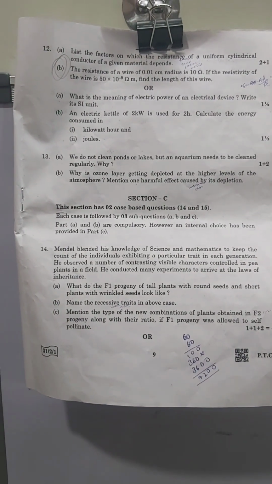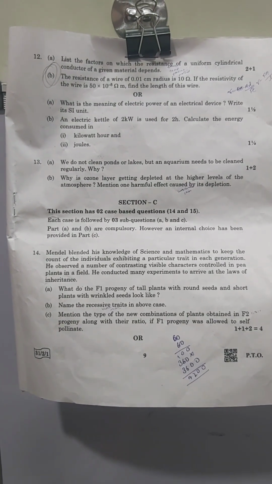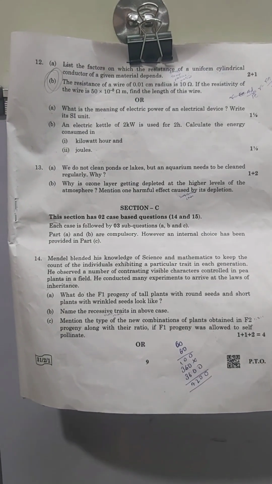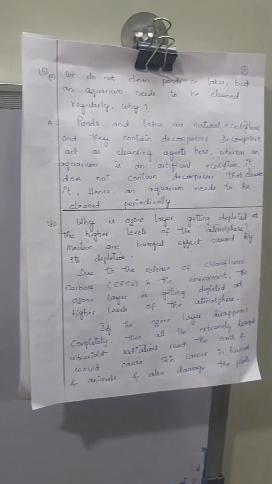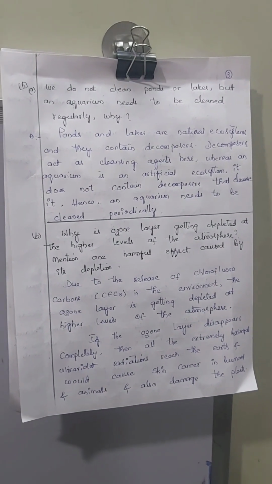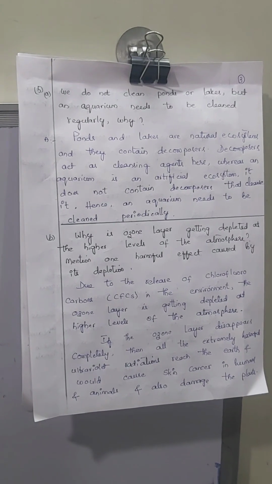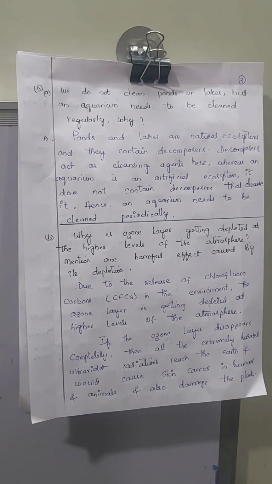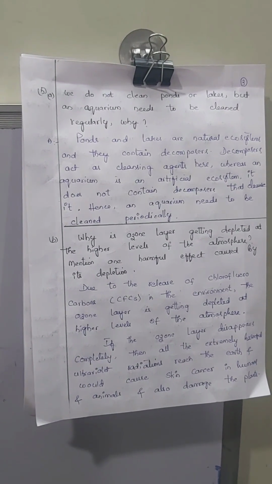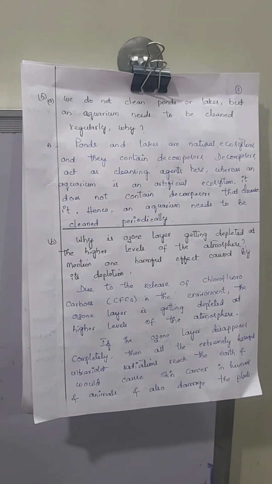And coming to one more question in section B, the 13th one. We do not clean ponds or lakes, but an aquarium needs to be cleaned regularly. Why? Ponds and lakes are natural ecosystems and they contain decomposers. Decomposers act as cleansing agents here, whereas an aquarium is an artificial ecosystem. It does not contain decomposers. That's why an aquarium needs to be cleaned periodically.